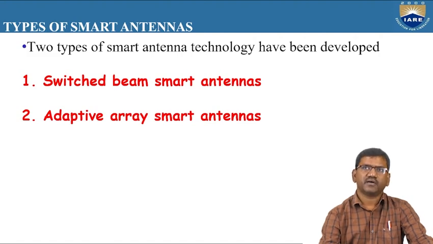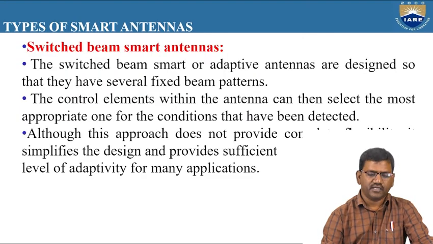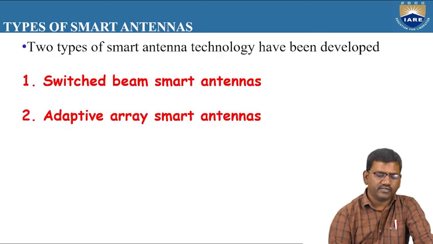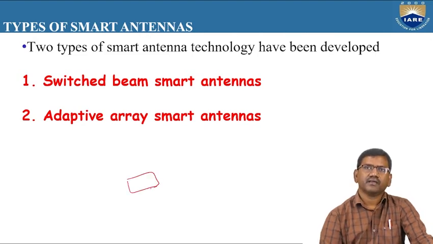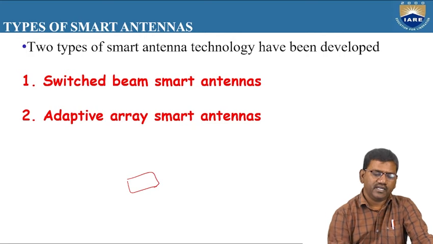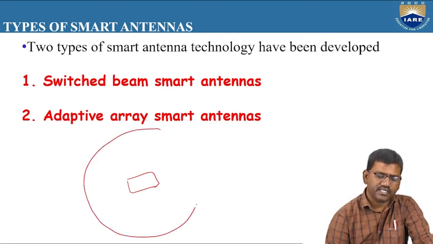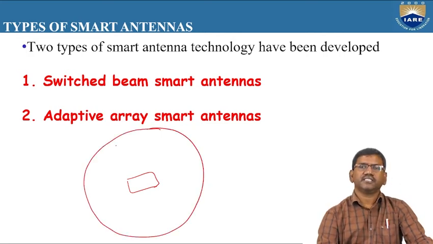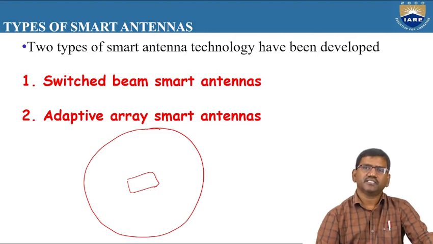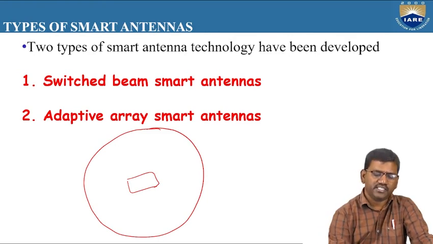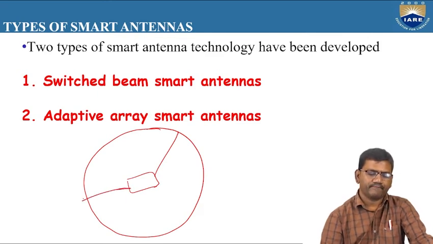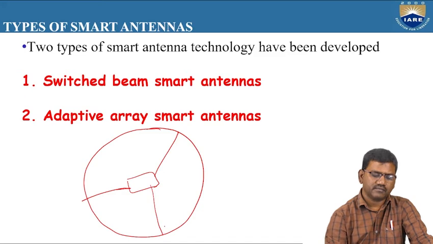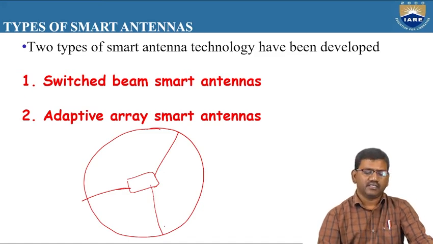So what are these switched beam smart antennas? Here, take an example: suppose there is a smart antenna system. Now let us divide this 360 degrees, in which it is radiating, into three sectors. One is this, another one is this, another one is this. So here there are three sectors.